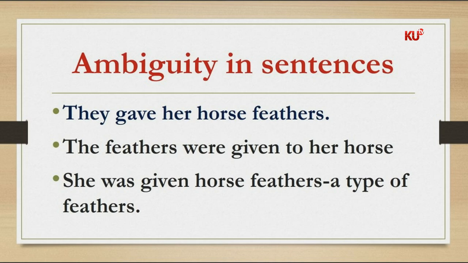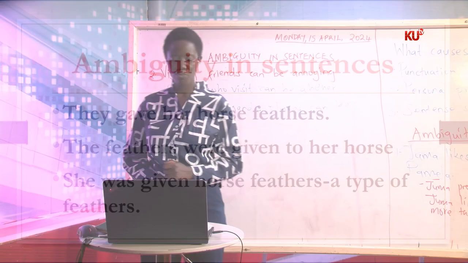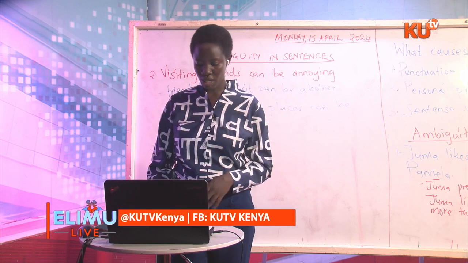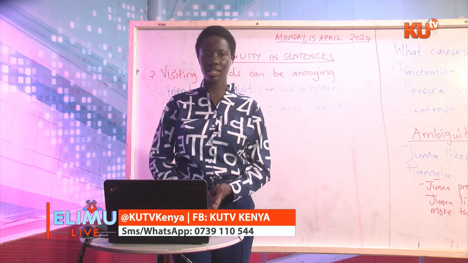So the sentence now is clear. If you say they gave her horse feathers, that one is an ambiguous sentence. But if you say that the feathers were given to the horse, it's so clear that the horse is the one that is given the feathers. And then if you say she was given horse feathers, now she is the one who is being given the horse feathers, which is a type of feathers.